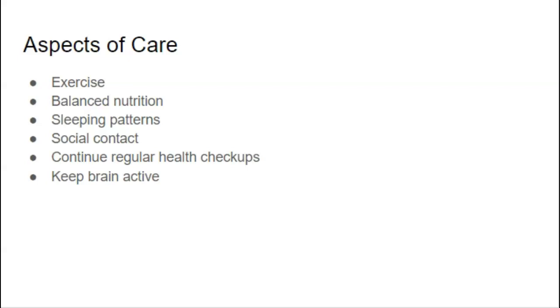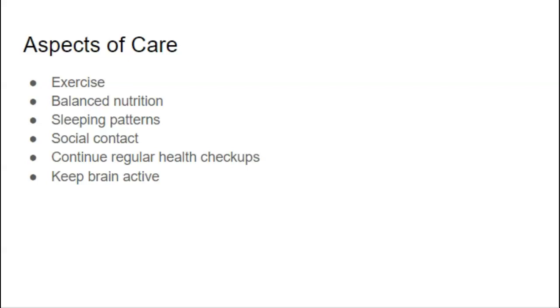Make sure that they're coming in at least annually for regular health checkups. If they have diabetes, cholesterol issues, or heart issues, they may be seen more frequently. Diabetics are usually followed every 3 months. Blood pressure patients might sometimes be followed every 3 to 6 months, depending on the levels they've been at, but just making sure they maintain those regular healthcare checkups at least annually is important.